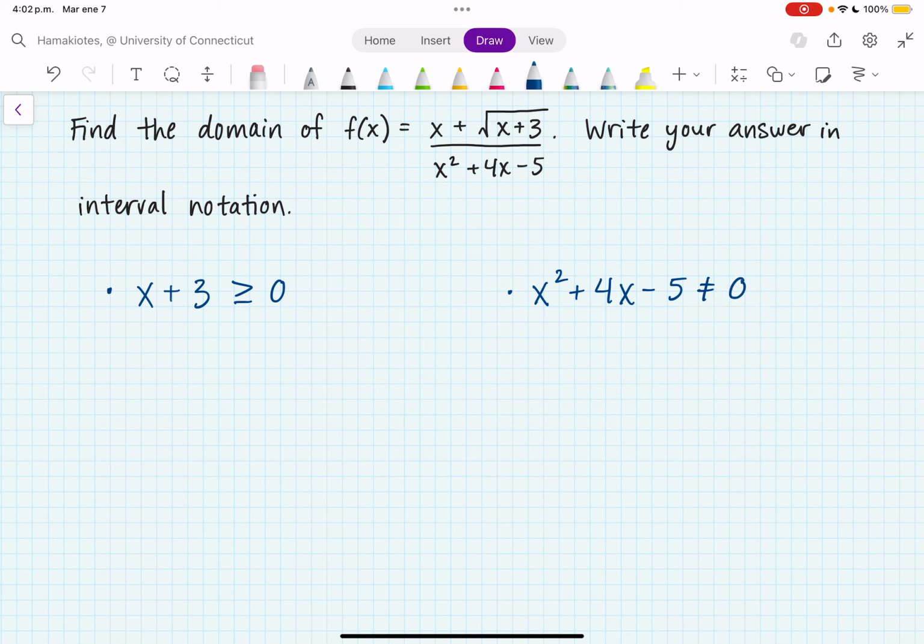So from the condition that x plus 3 is greater than or equal to 0, we can subtract 3 from both sides and get that x is greater than or equal to negative 3.